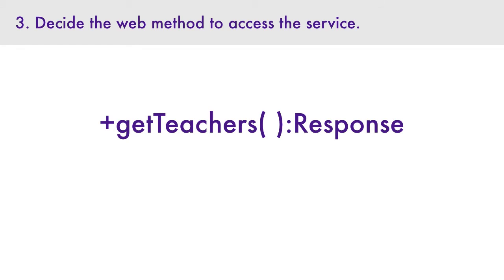Let's see another example here, where we need to return a JSON object to the web service consumer. This method does not expect any value to be passed from the consumer, so we assign get. This method is supposed to return a list of teachers, and we return it as a JSON object. So the response type is JSON.